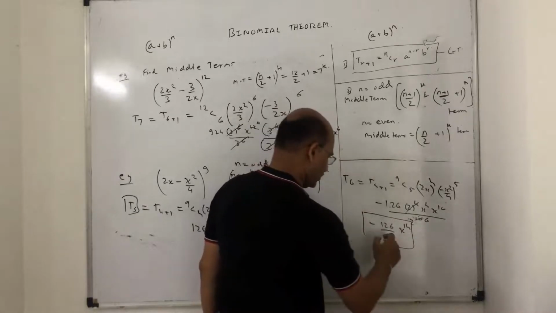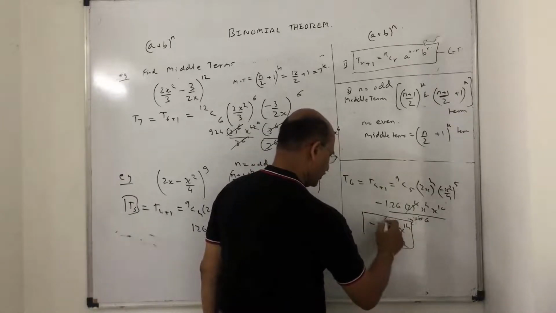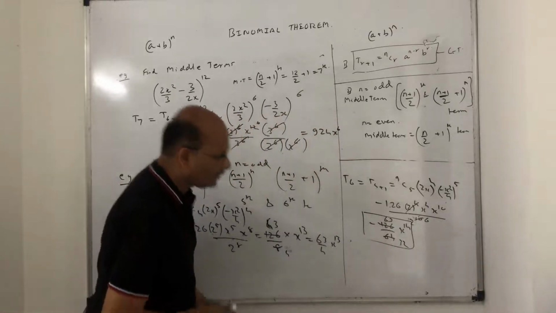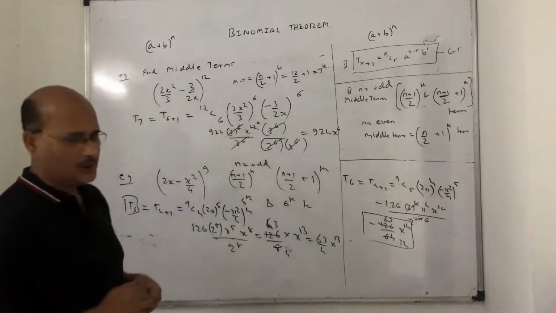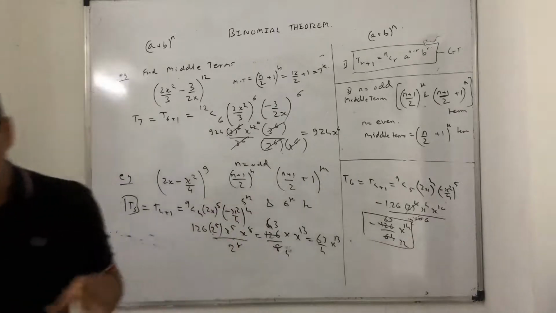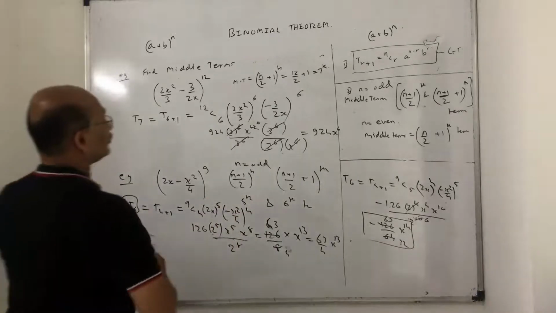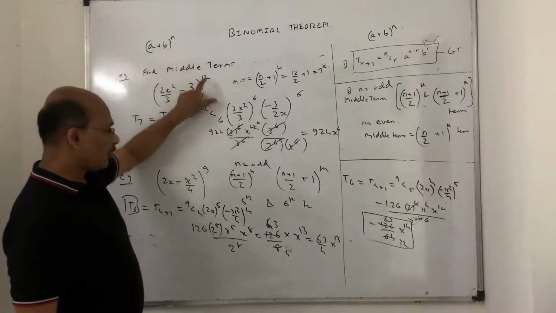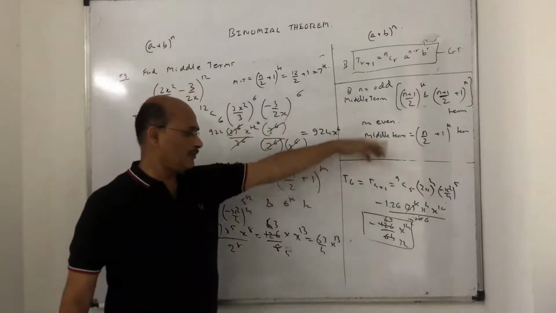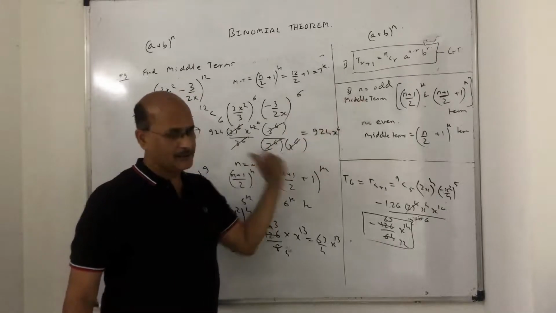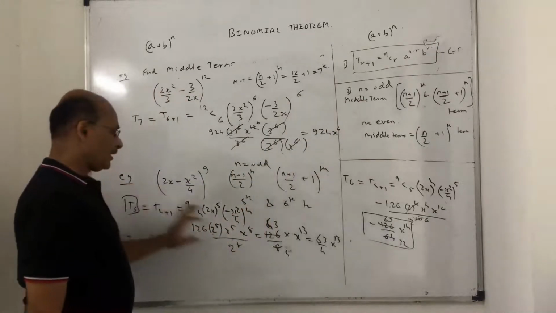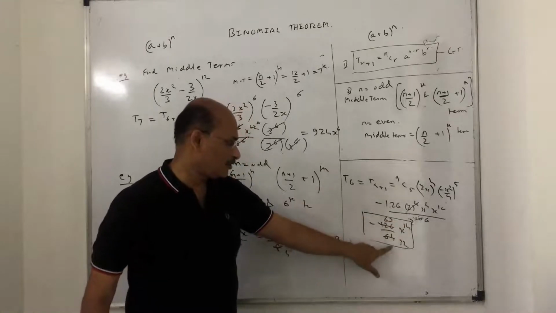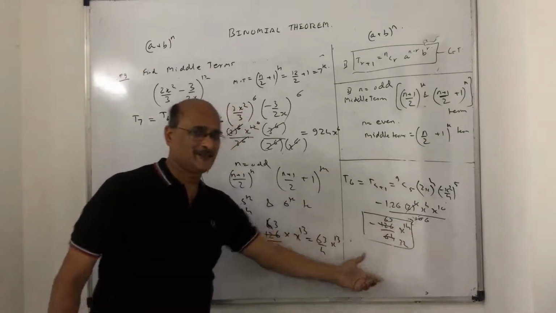If you want, you can cancel: 2 3s are 6, 32, 2 6s are 12, 2 3s are 6. So minus 63 upon 32 x raised to 14. Okay, so check your answer, it matches with yours. So I hope you got the middle term properly. Depending upon n, whether it's odd or even, you have to get the formulas in place and get the solution. So when n is even, there are two middle terms, the first one and the second one. The answer is actually minus 63 upon 32 x raised to 14, so we can just mention it down.